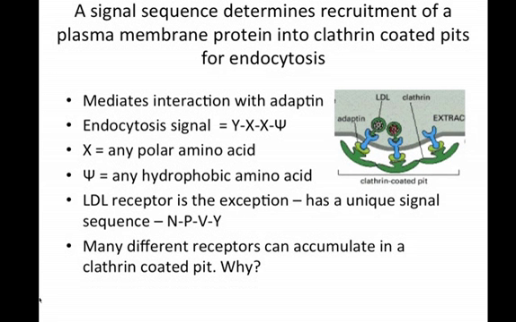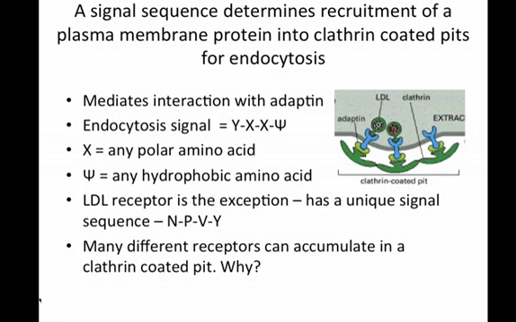I'm telling you, right here you have your LDL receptor, and then you have transferrin receptor, then you have some other receptor. They can all be in the same clathrin-coated pit. Why? How? What interaction is responsible for allowing many different receptors to accumulate in a clathrin-coated pit? Yes. They all interact with adaptin.